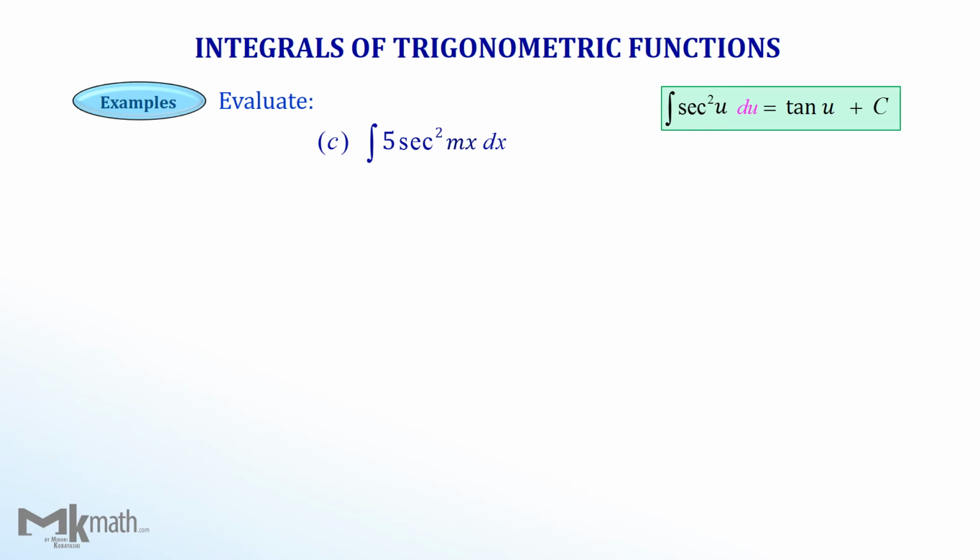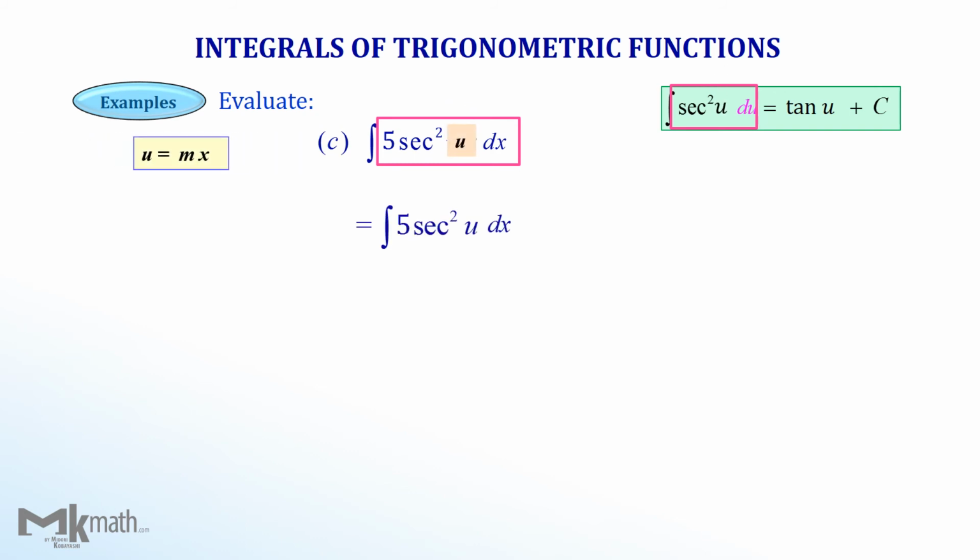Let's take a look at the last example. Evaluate the integral of 5 secant squared mx dx. First, we need to match up the integrand with the left side of the formula. mx should be u.